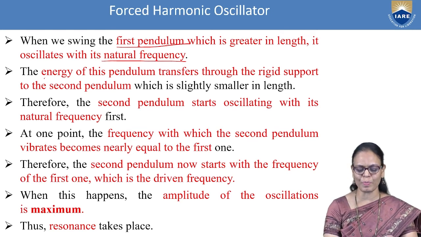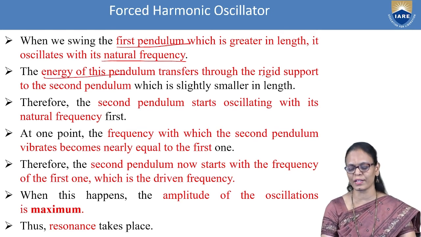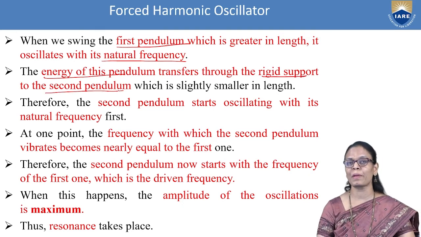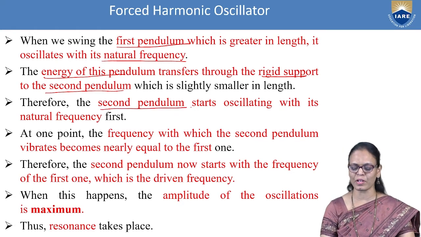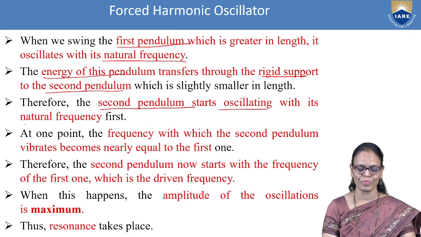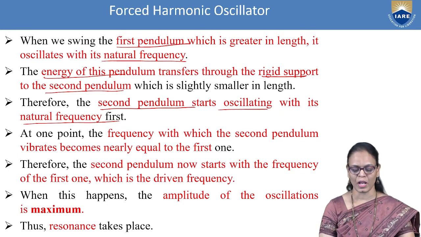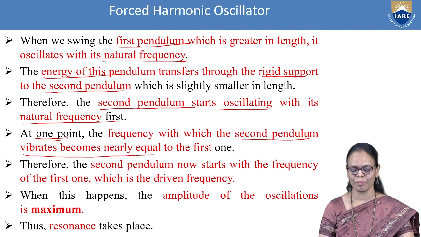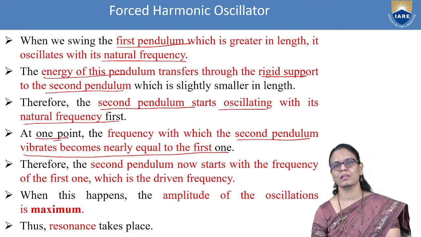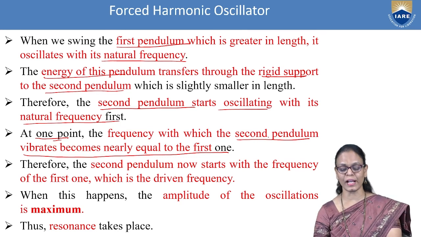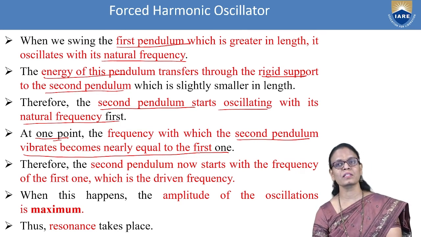The energy of this pendulum is transferred through the rigid support to the second pendulum. Means we are applying some force on the second pendulum. So the second pendulum starts oscillating with its natural frequency first. And at one particular point, the frequency with which the second pendulum vibrates becomes equal to the first one. Its own natural frequency will die out gradually and it will start vibrating with the external periodic frequency.